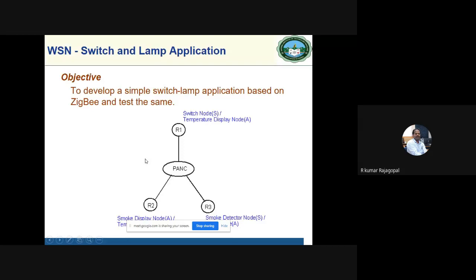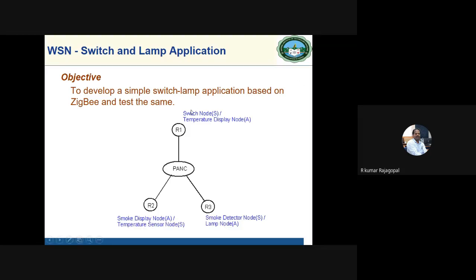This is like one expectation, a switch and lamp application. In this particular case, see the condition: to develop a simple switch lamp application based on Zigbee and test. Assume we have Fancy, router 1, router 2, and router 3.